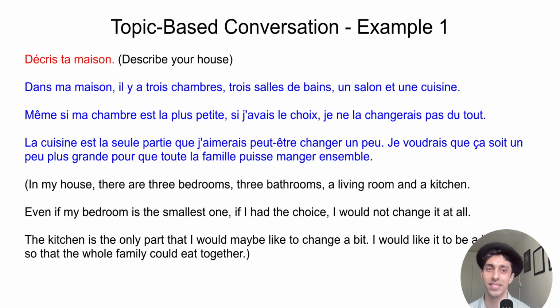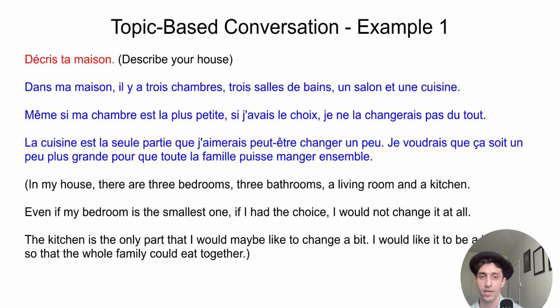So the first one of these example questions is "Décris ta maison", describe your house. So you can see the question itself, or what the examiner might ask, in red. In blue is the model answer, the answer that I would give or provide if I was the candidate. And below that, in brackets in black, is the English translation. So I'll just give you a chance to read over this while pointing out a few features of the answer that I've given.